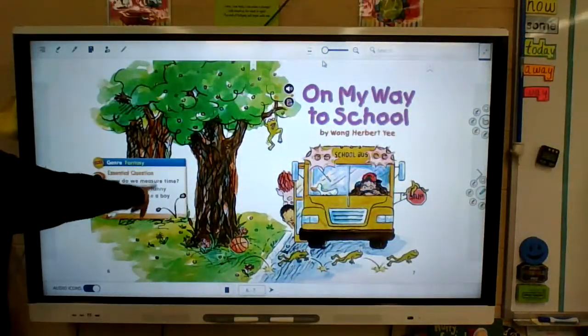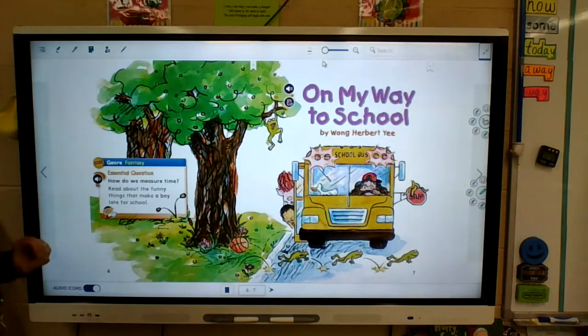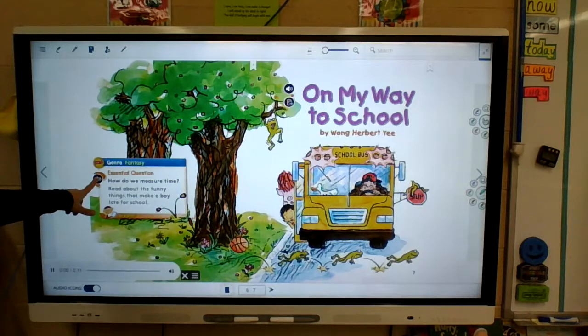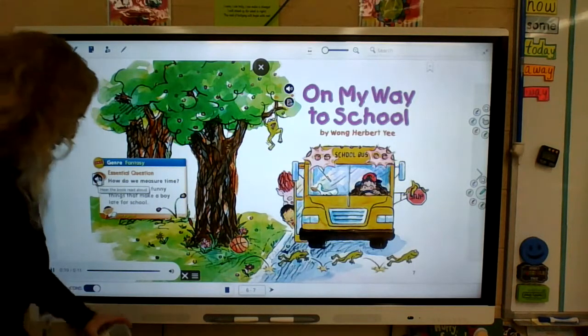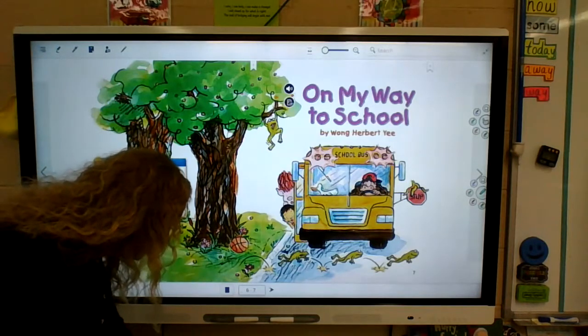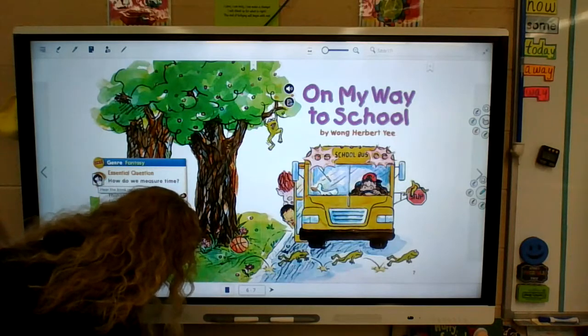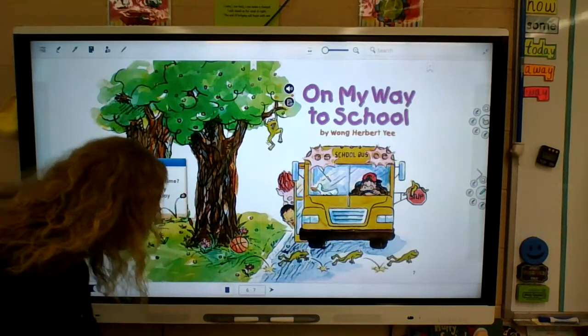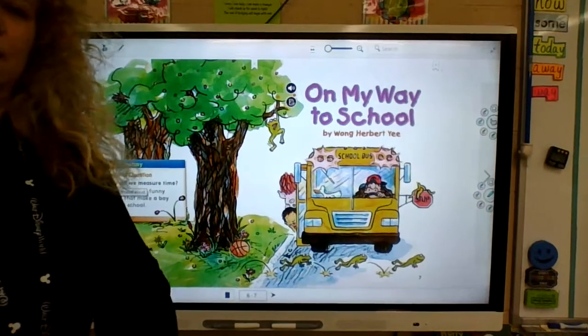Okay, so I'm going to play this part. So it's going to say genre is fantasy. That's what it is. Genre, fantasy. Essential question, how do we measure time? Read about the funny things that make a boy late for school. I'm gonna move my speaker down here so you can hear it. Okay, so it's something funny. Some funny things are gonna make this boy late for school.